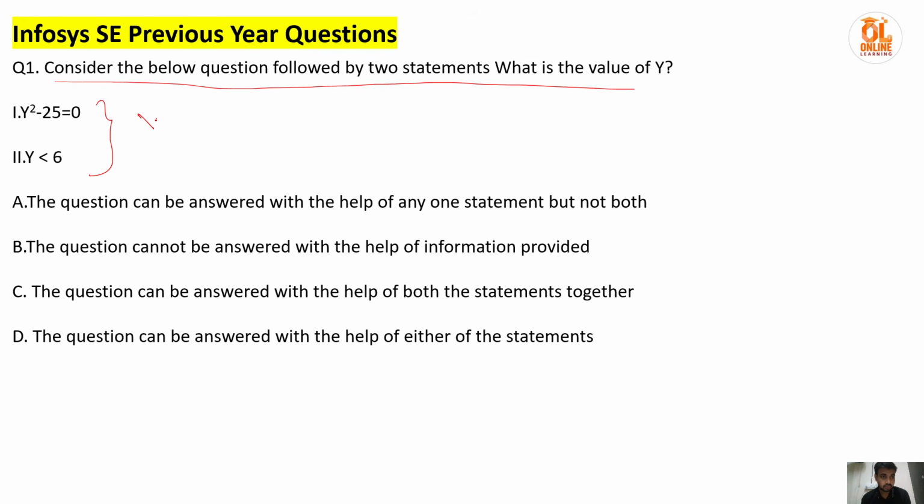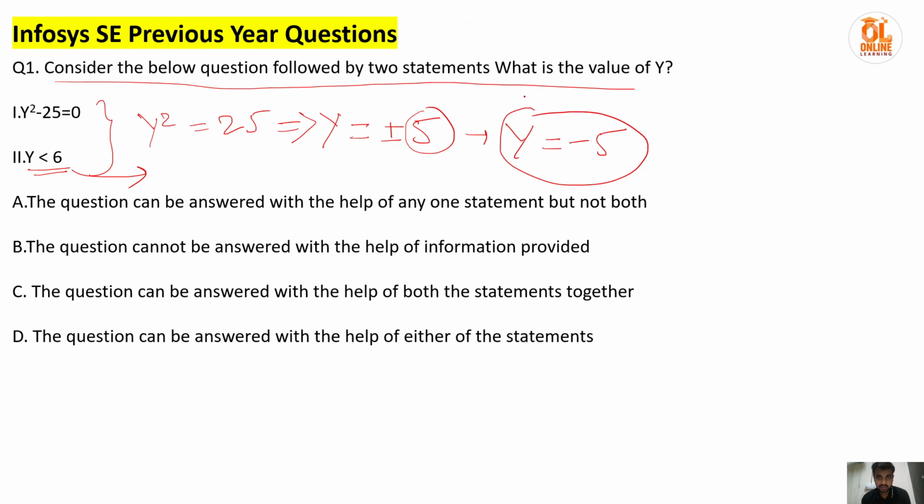So see, y squared is equal to 25. Then what will be y? y is equal to plus minus 5. y can be both plus 5 and minus 5. Now in the second statement they have given y is less than 6. y less than 6 means it cannot be 5. So y should be minus 5. So the question they have given, what is the value of y? For getting the value of y as minus 5, we require both the statements.